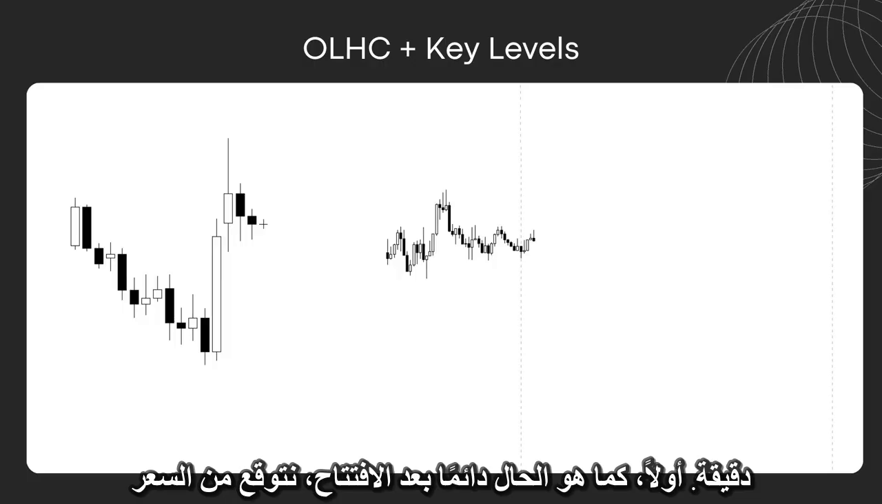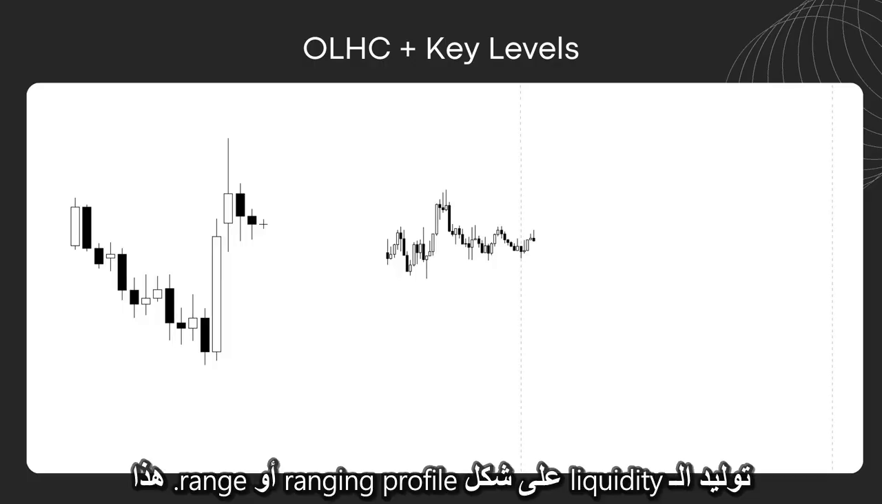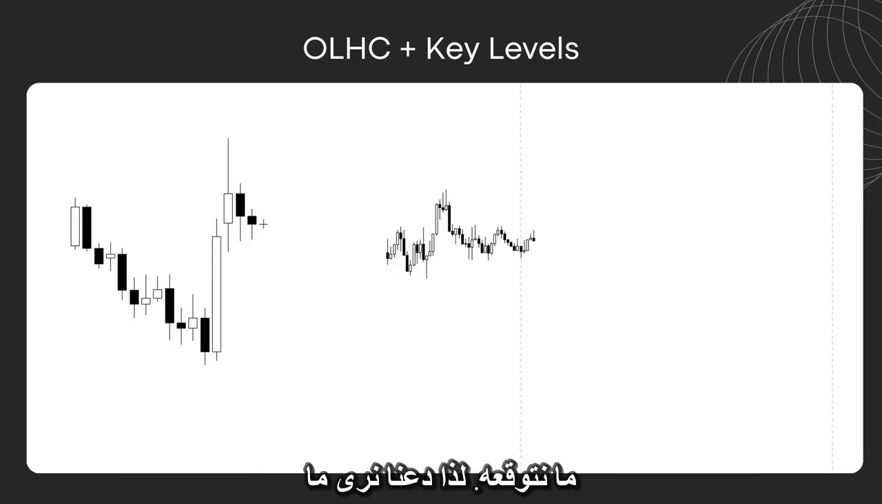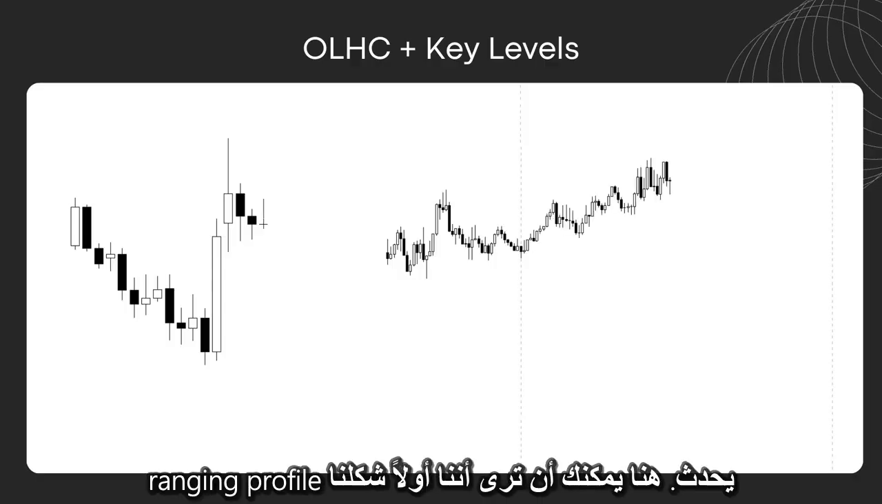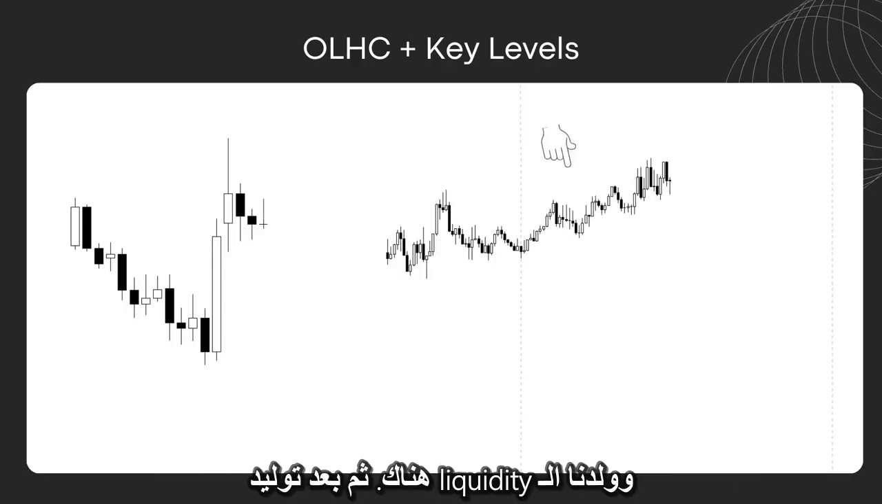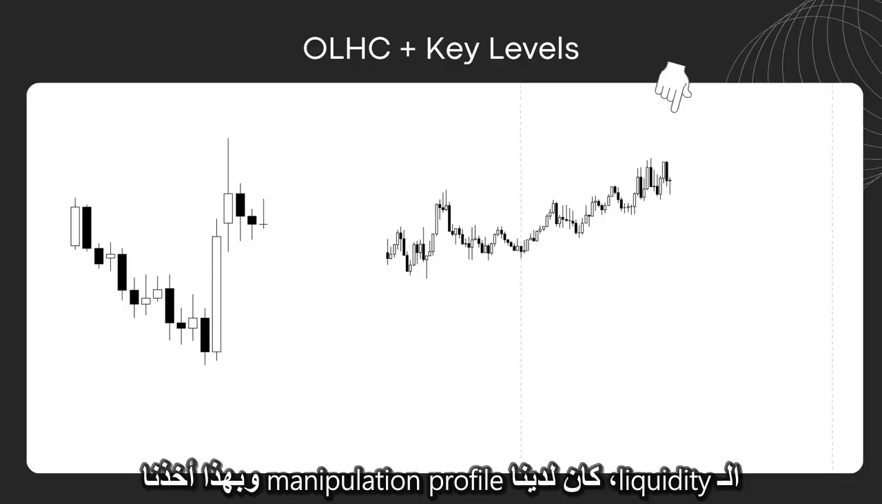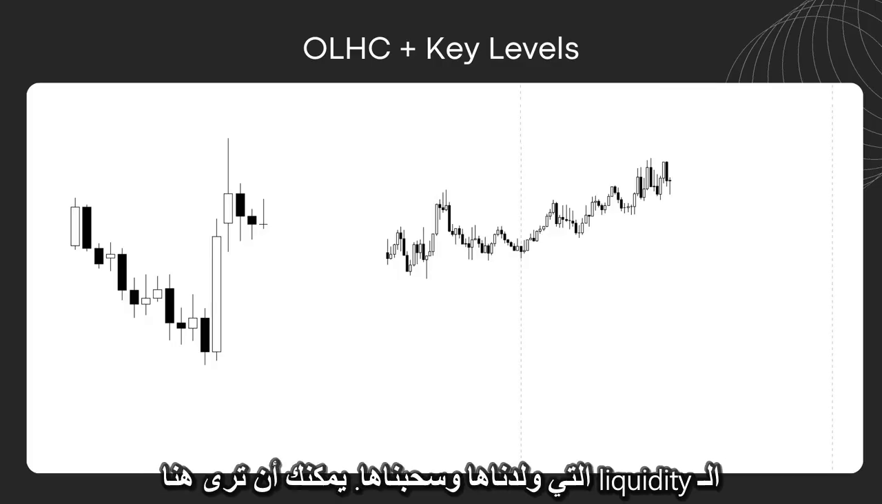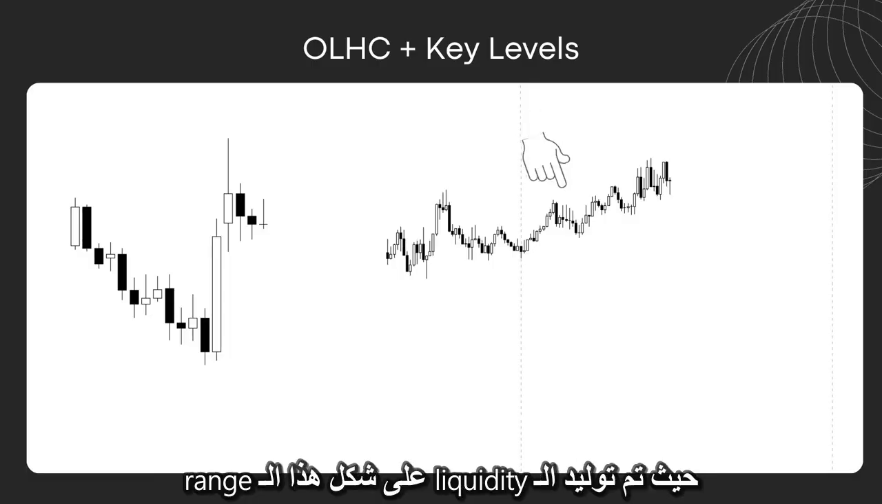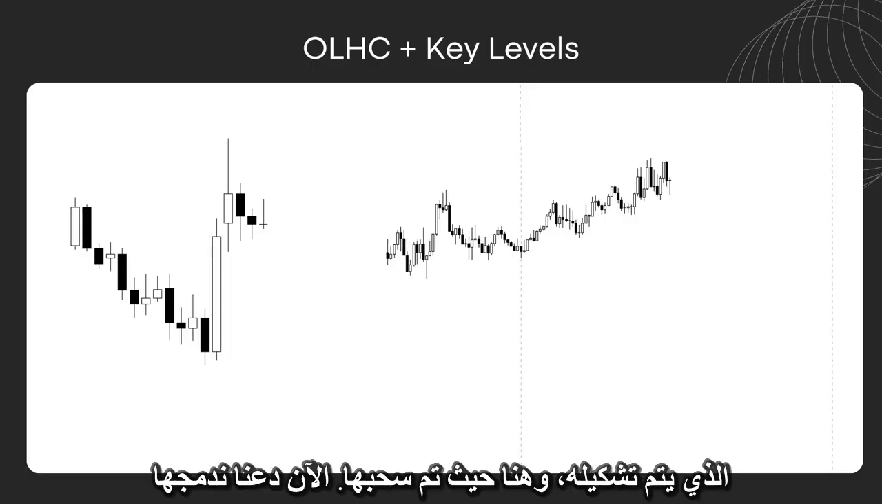So first of all, after the open, we're going to expect price to generate liquidity in the form of a ranging profile, or a range. So let's see what happens. Right here you can see that first we formed a ranging profile and generated liquidity there. And after that generation of liquidity, we had a manipulation profile, and with that we took out the liquidity that we had generated and purged it. You can see right here, this is where the liquidity was being generated in the form of this range being formed, and right here this is where it was purged.